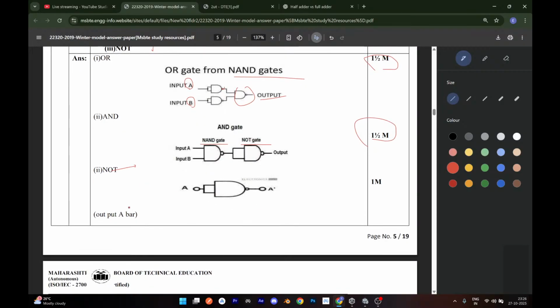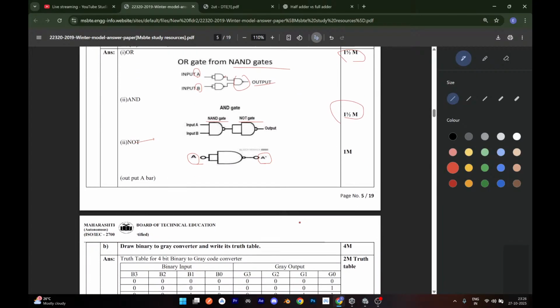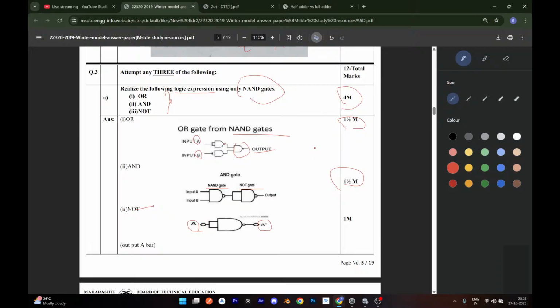After this, we can see here a NOT gate, with 1 input and 1 output, and that's all. This is how all of these work. We have 4 marks here, and we also have to explain how this exactly happens. We have written this in normal words, but we have to write it in 2 lines each: 2 lines for the OR gate, 2 lines for the AND gate, and 2 lines for the NOT gate. Okay, output A bar, so there will be a bar here.